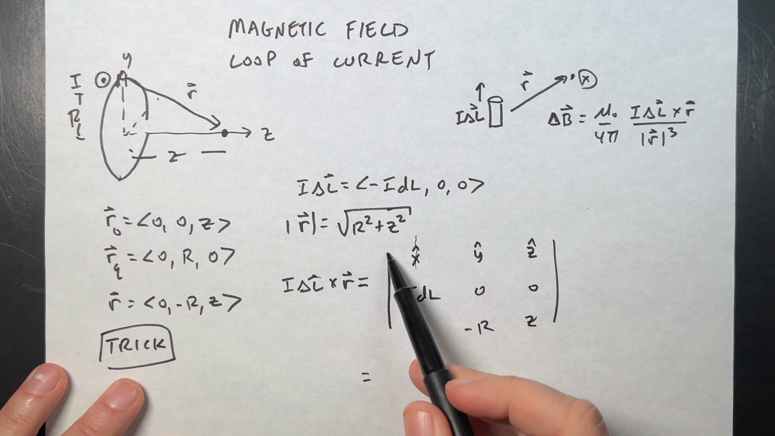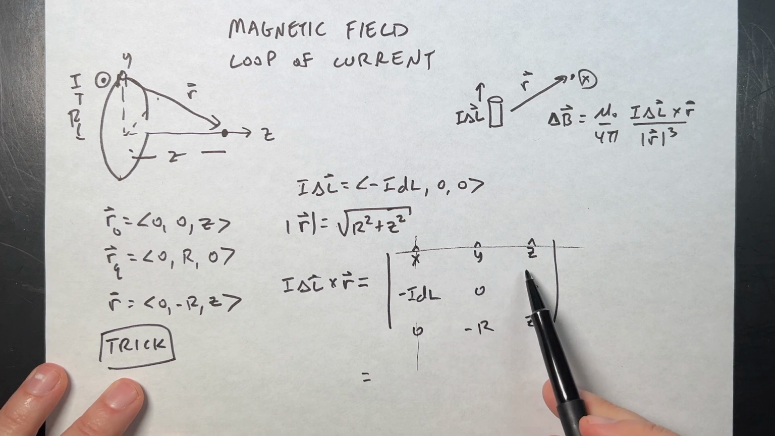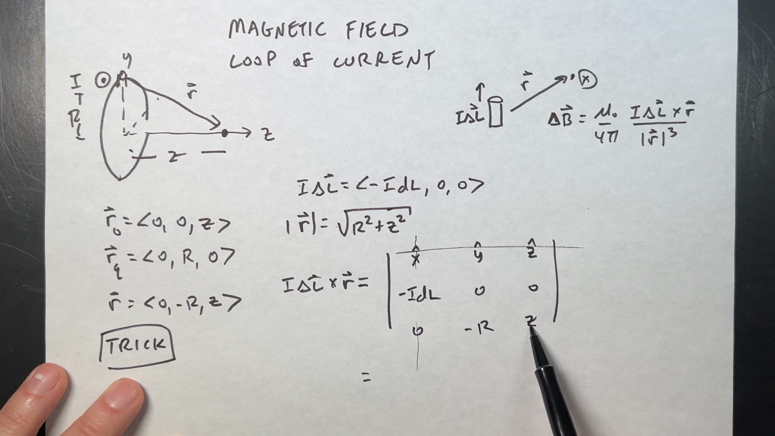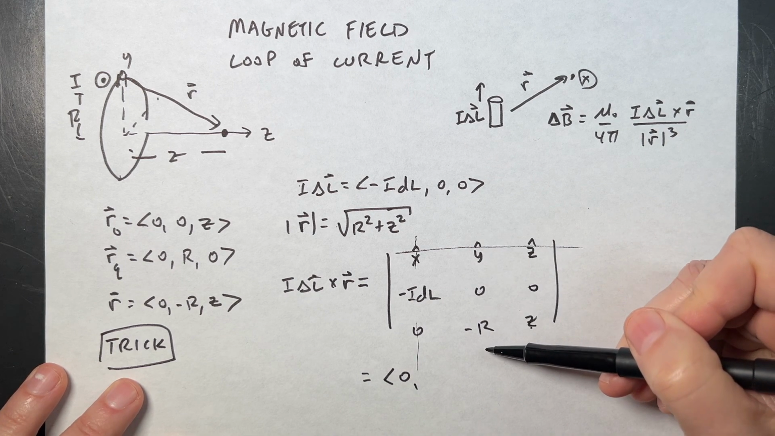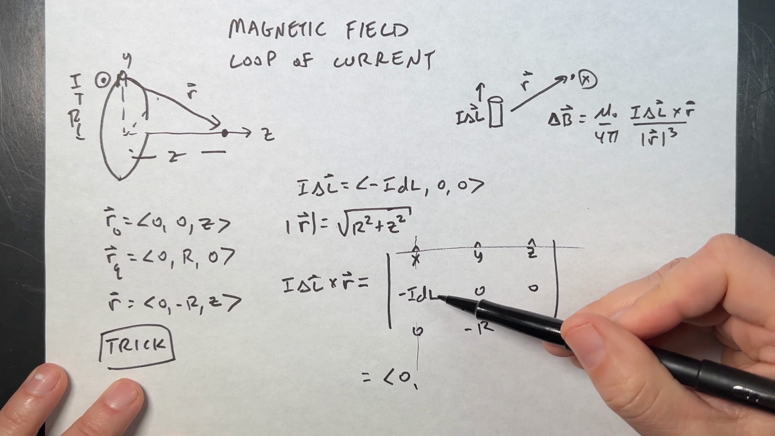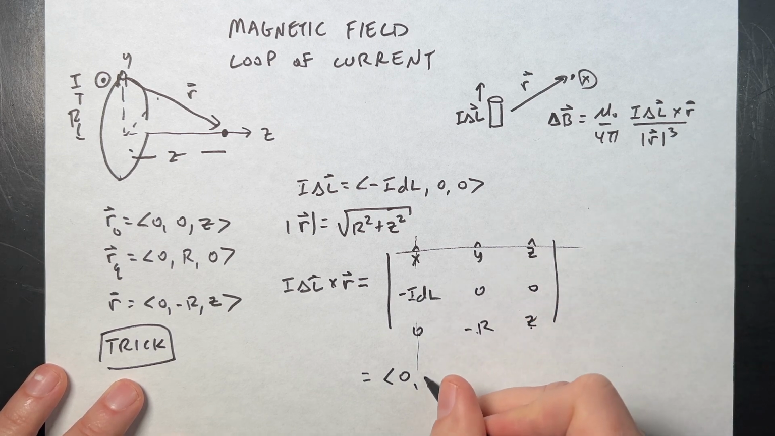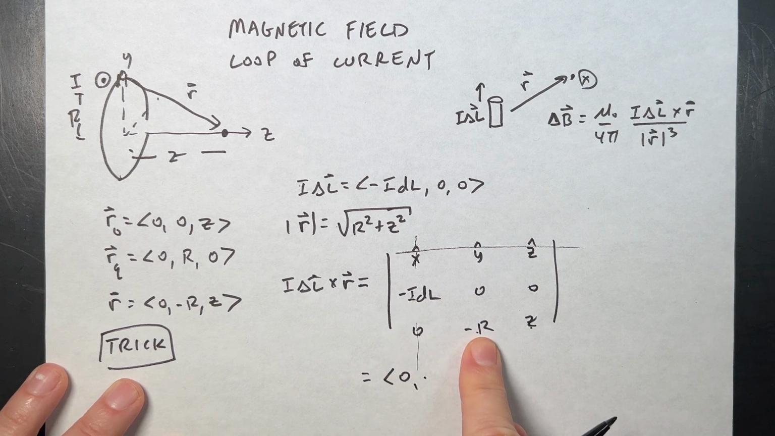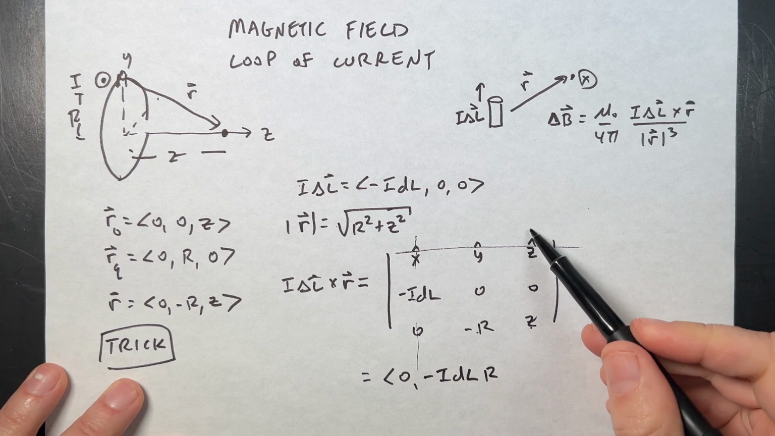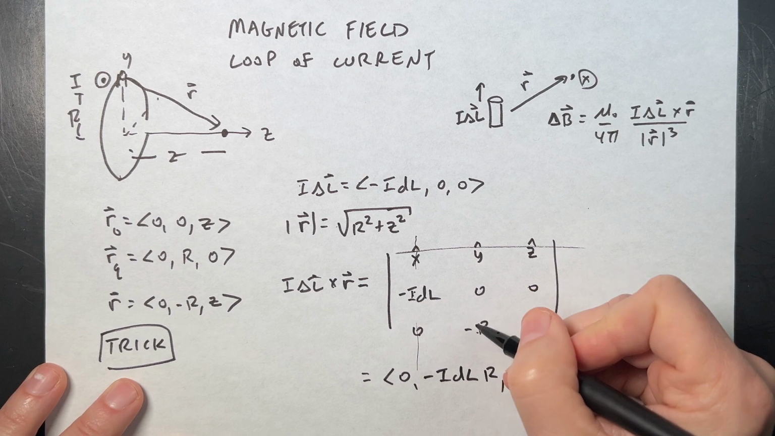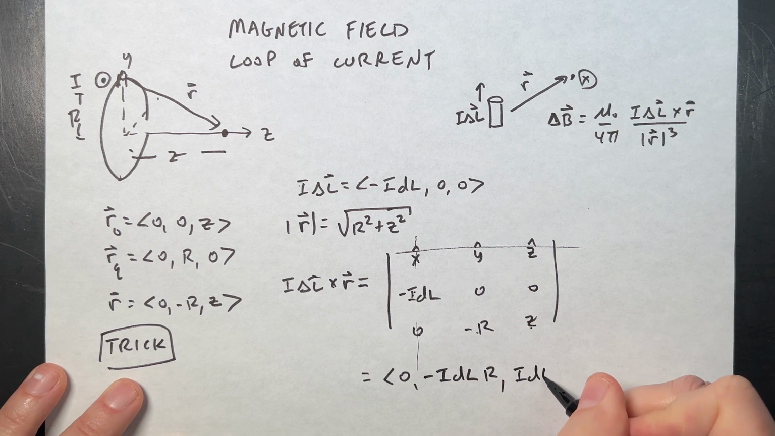So if I do that, I need to take the determinant of this matrix. So it's 0 times Z minus 0 times negative R, so that's 0. Now we're going to do the Y. For the Y, remember that there's a negative sign associated with it. So we're actually going to do this 0 times 0 minus this times this. So I actually get minus times minus is a positive, but then there's a minus. So I get minus I dl R. And then finally, my Z component, it's going to be this times that, which is I dl r.